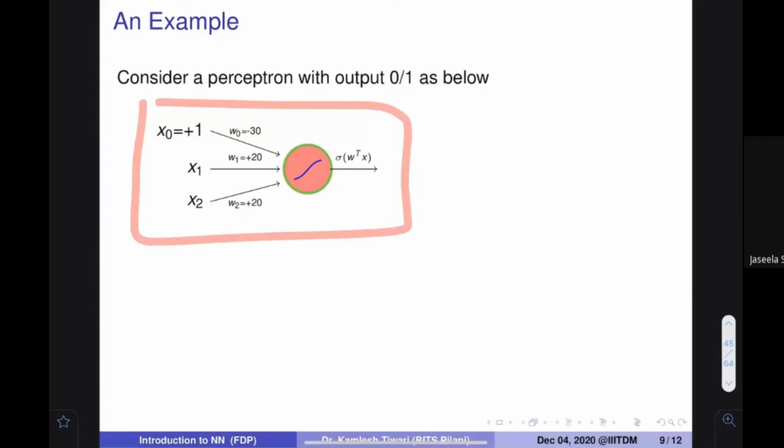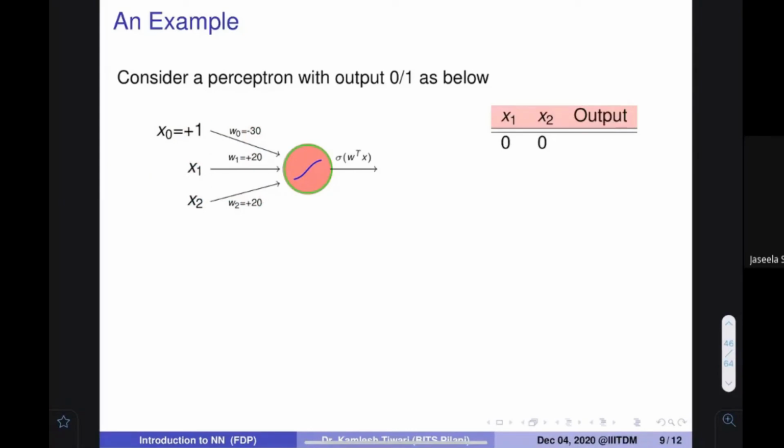So this is a perceptron. Again the same thing: there is a minus 30 weight, plus 20 is a weight over here, plus 20 is a weight over here. This is x1 and x2. So if I put 0 and 0, what is the output? Can you tell me what is the output?